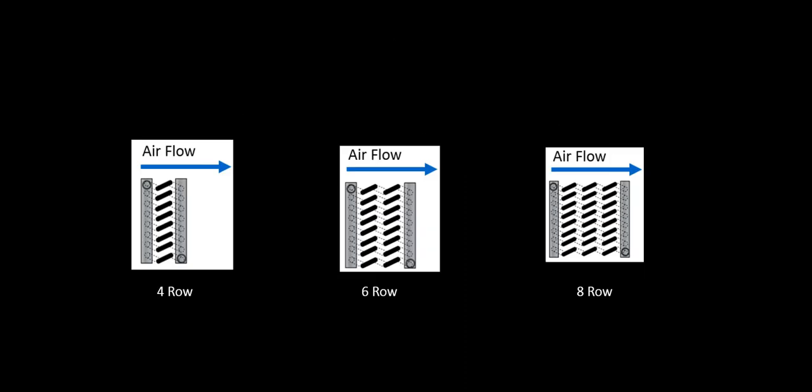You can see here in these pictures, we are showing an example of the side view of a 4-row water coil, 6-row, and 8-row water coil. You can see that as the air travels through the water coil, there is more and more resistance due to the tubes and the length of the fins that the air has to get through, and this is what causes an increase in the air pressure drop through the coil.